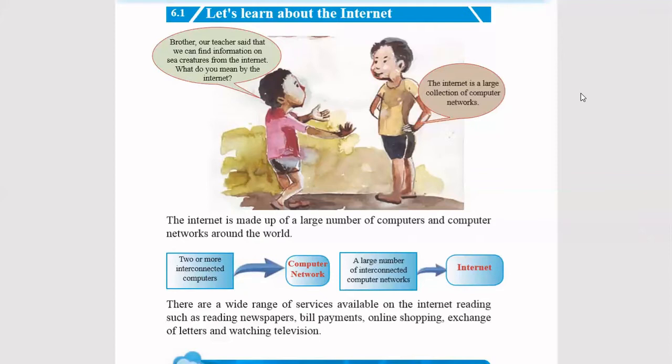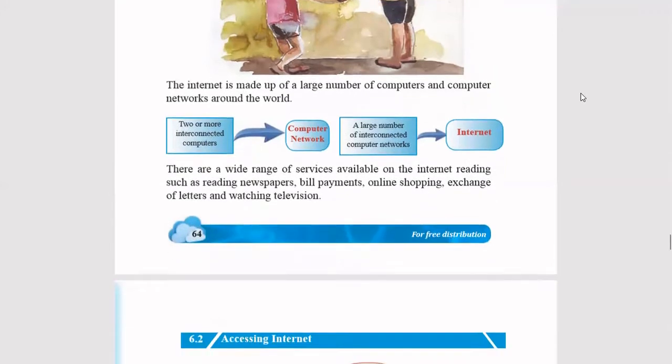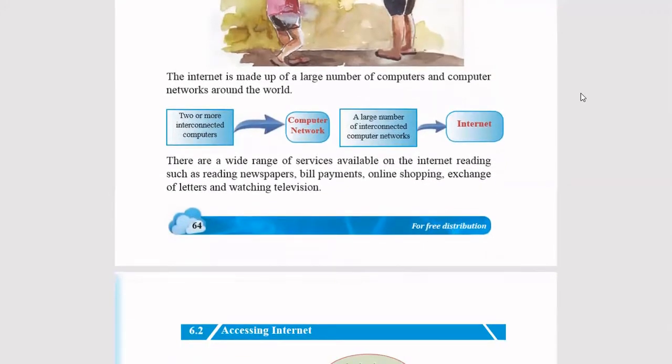So the internet is basically a computer network, but it's the largest network available, because most of the computers in the world are connected to the internet right now. Not only computers, even mobile devices. So the internet is a collection of so many networks, and using the internet, we can get so many services.